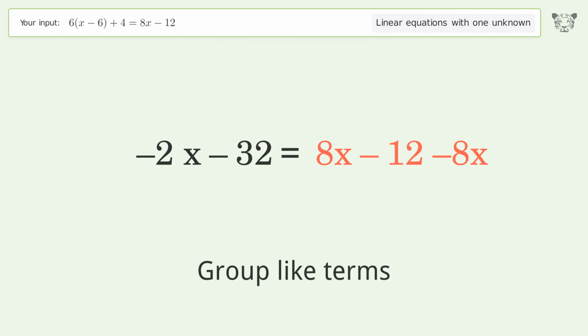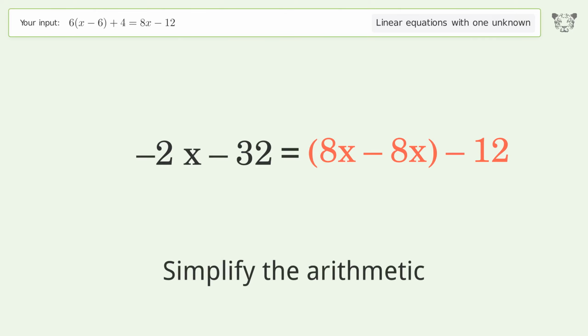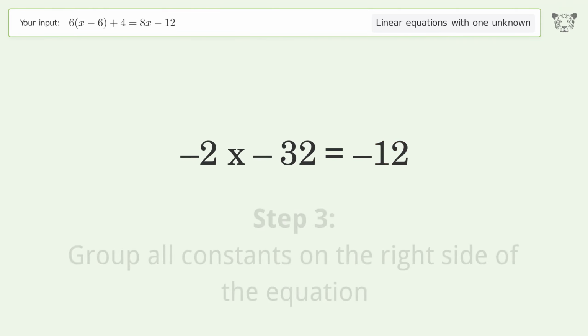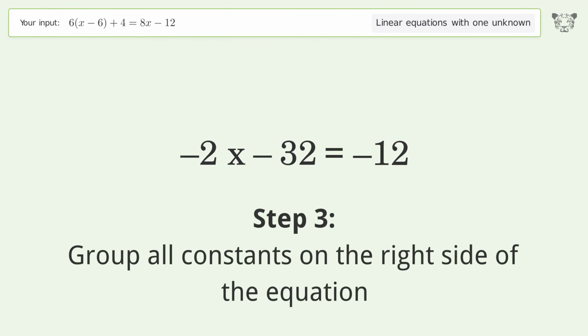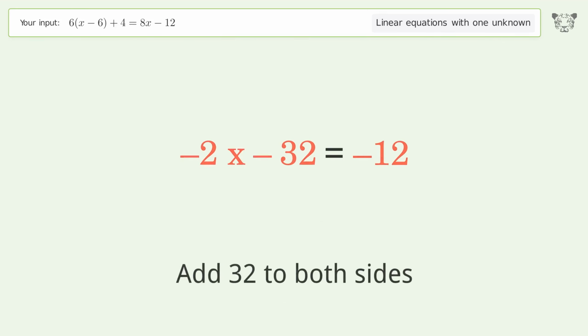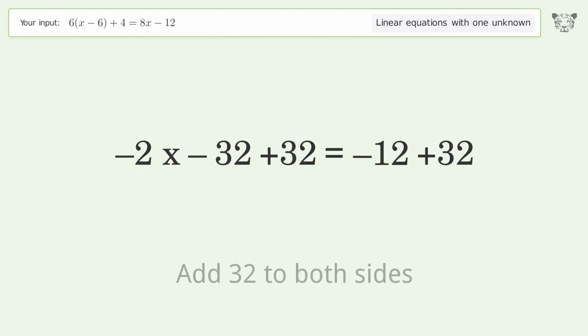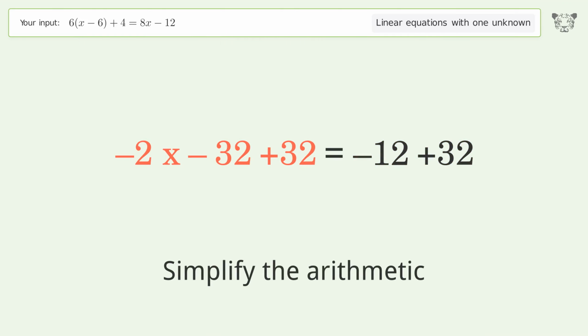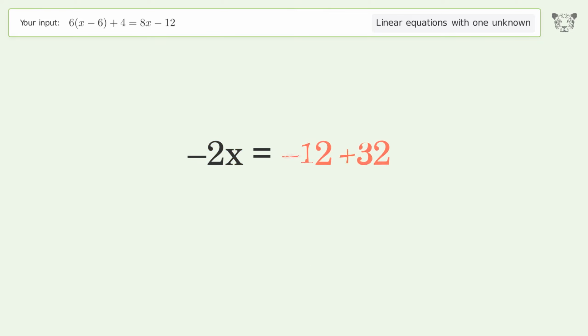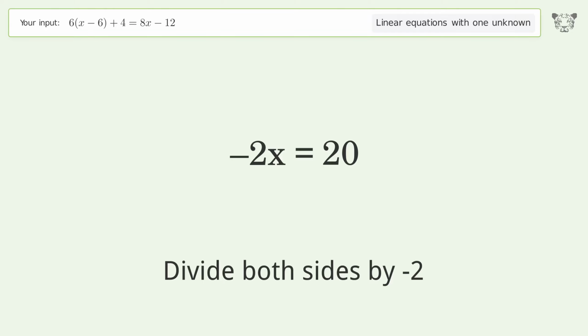Group like terms. Simplify the arithmetic. Group all constants on the right side of the equation. Add 32 to both sides. Simplify the arithmetic. Isolate the x. Divide both sides by -2.